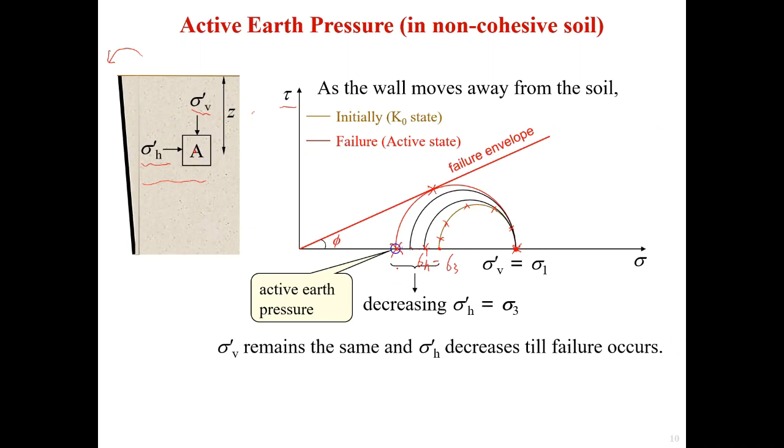And that's where we are able to develop the Ka. So if we connect this sigma h prime with the tangent point between the Mohr circle and the failure envelope line, here, that's the angle. So then the corresponding angle theta to the horizontal equals 45 plus phi divided by 2. So this is an important conclusion that we need to remember. So now the sigma h prime could be expressed as Ka times sigma v prime.